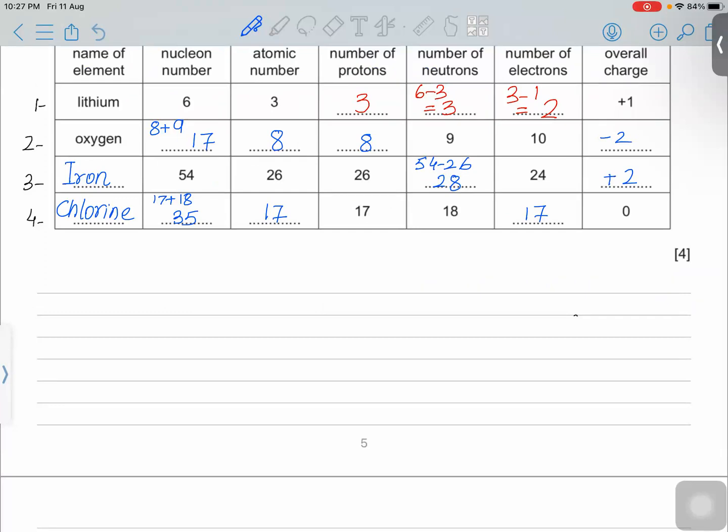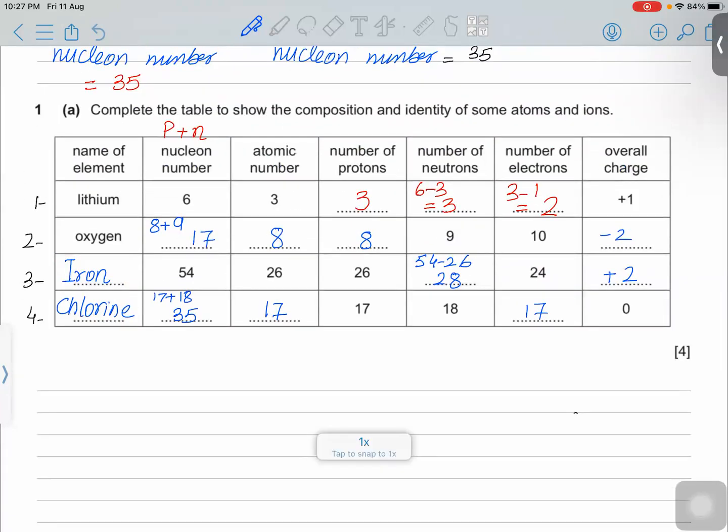Sir, I have a doubt. Yes, Bete? In number 2, how did you find the nucleon number? The nucleon number is the sum of protons and neutrons. But how did you find the number of protons? Because here oxygen is written.